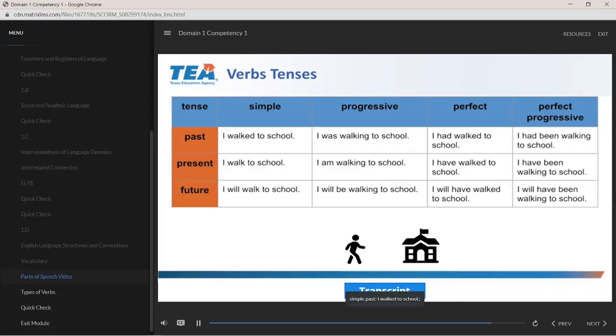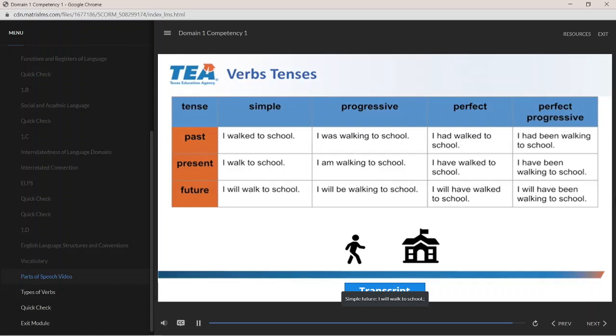Simple past, I walked to school. Progressive past, I was walking to school. Perfect past, I had walked to school. Perfect progressive past, I had been walking to school. Simple present, I walk to school. Progressive present, I am walking to school. Perfect present, I have walked to school. Perfect progressive present, I have been walking to school.